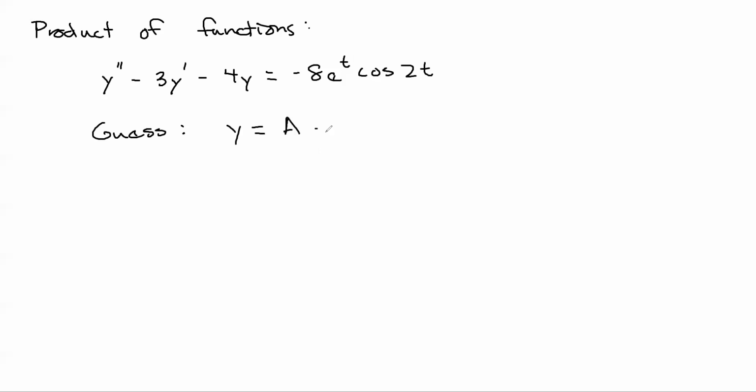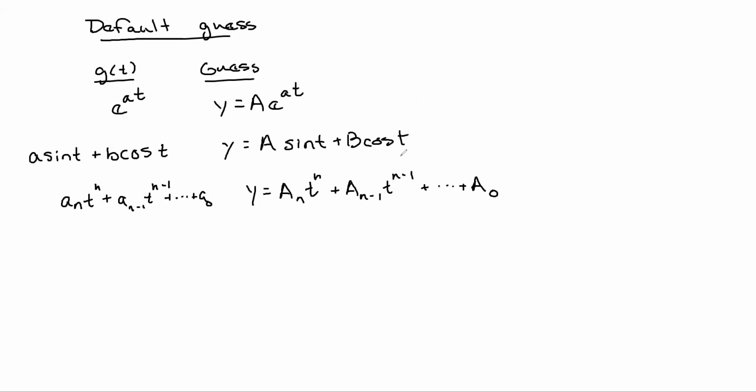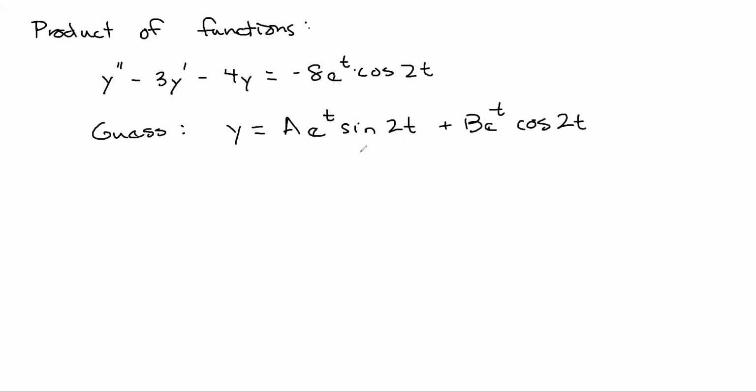It would look like a e to the t sine 2t plus b e to the t cosine 2t. So we combined two of them. When you have trig, you have sine t and cosine t, you need both. And when you have exponentials, you have e to the at, so you just put the two together. Since there's a product here, we just put combinations that look like that.